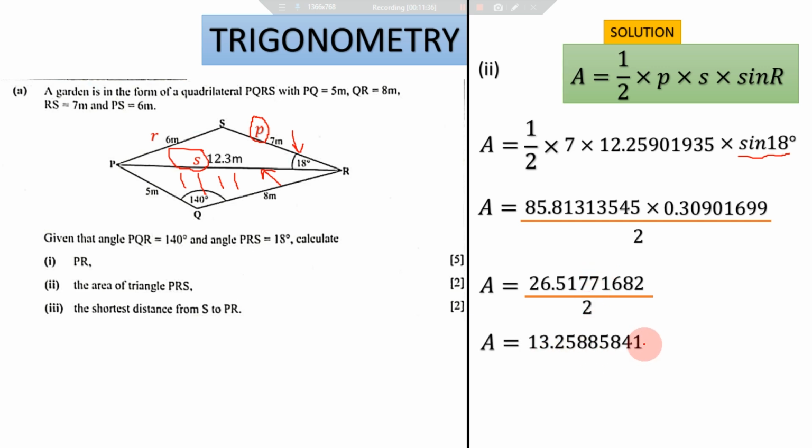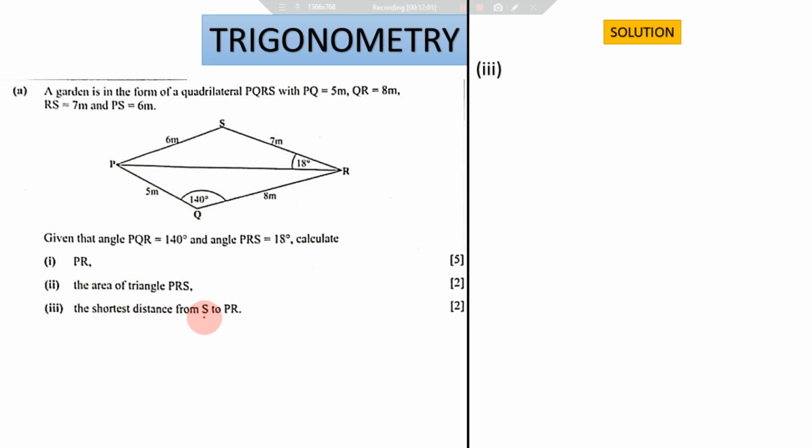Again, if you don't know how to round off, just put units here, meter squared. Now we proceed. The final answer will be to 3 significant figures: 1, 2, 3. So it will be 13.3 meter squared. This is not the value we are going to use where we need to use area; we use the one which is not rounded off. We'll proceed to the last question.